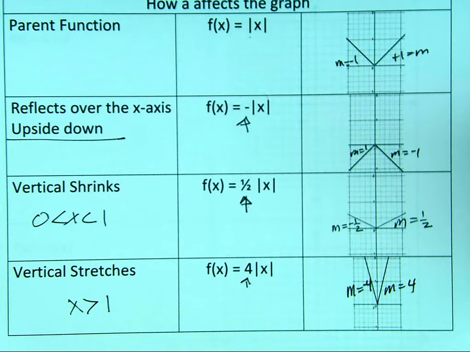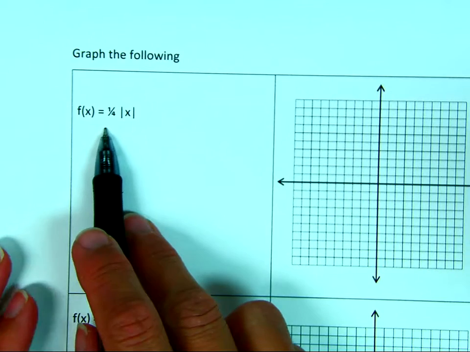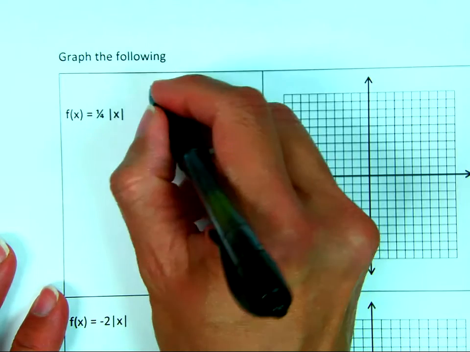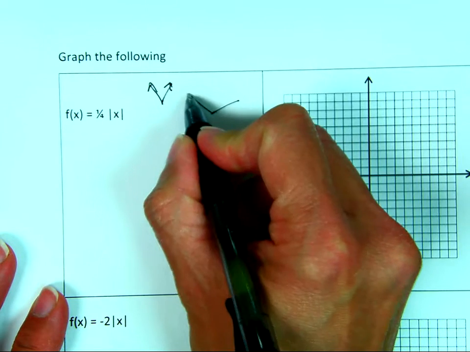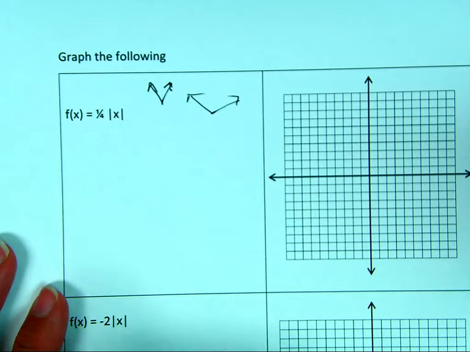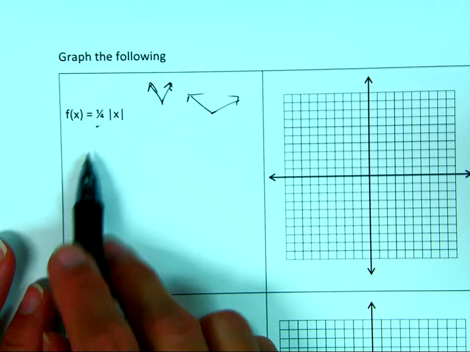So it's important to look at it and figure out what's going to happen before you graph it, so you know if your graph is correct. So let's try to graph a few. But let's talk about it before we graph it. So when we look at this right here, I see that it's positive, so I know my V is going to be up. I see it's 1/4, so I know it's going to be more spread out. And I already should know that my slope is going to be 1/4 and negative 1/4 because I just figured that out over there.